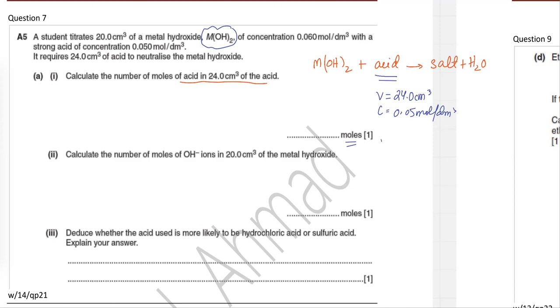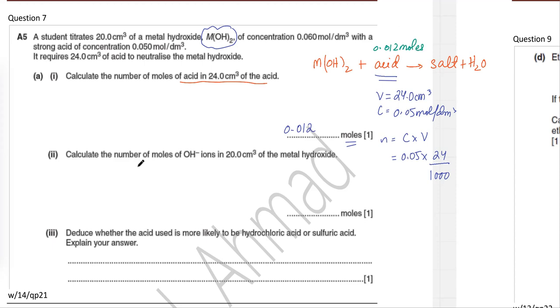Okay. So I know that moles is concentration times volume. The concentration is given, it's 0.05 mol per dm³, and the volume is 24 cm³, but that should be in dm³ as well. So you divide that by 1000. So how many moles do you get for this? Zero point zero one two.